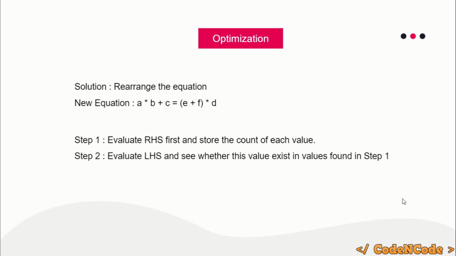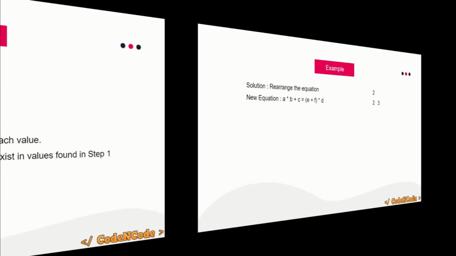So what we are going to do is, step 1, evaluate the right hand side and store the count of each value, because for each variable we will have a certain value, and then it will evaluate to a certain value, and we'll see how many times that value is appearing. So we will evaluate the right hand side first and store the count of each value, and after that we will evaluate the left hand side and see whether this value exists in step 1 or not. If it exists, how many times, and that many times you can add into the result. Make sense? If not, let me explain this by an example.